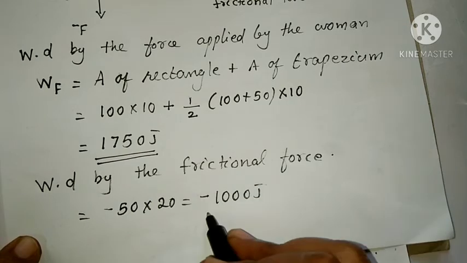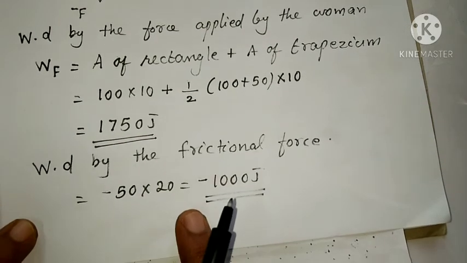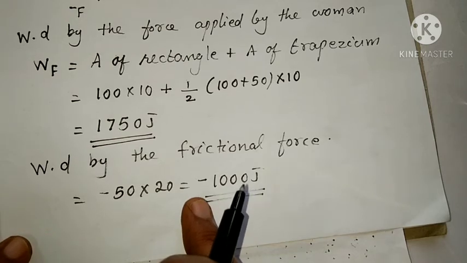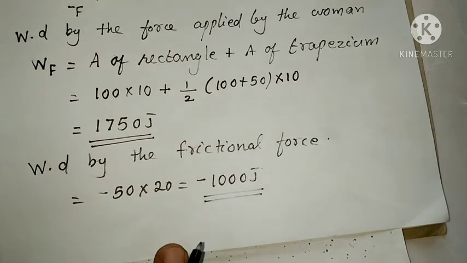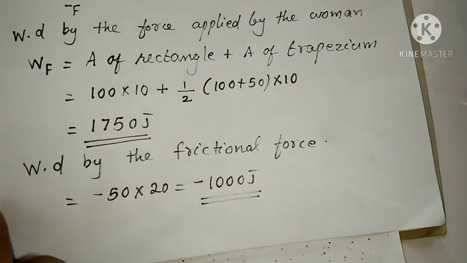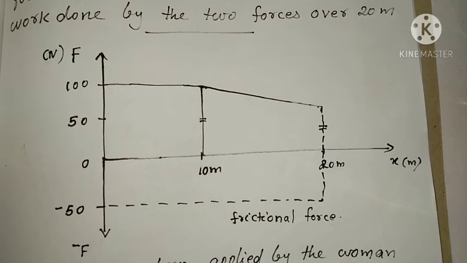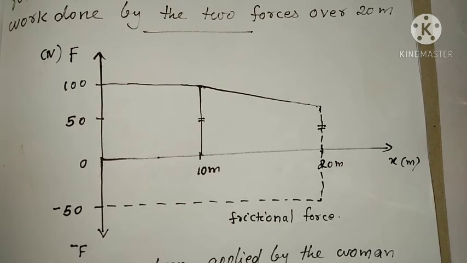Minus 1000 joule. This minus sign represents that it is the work done by the frictional force. Clear? So if there is a variable force, you can find out the work done: it is equal to the area under the graph.